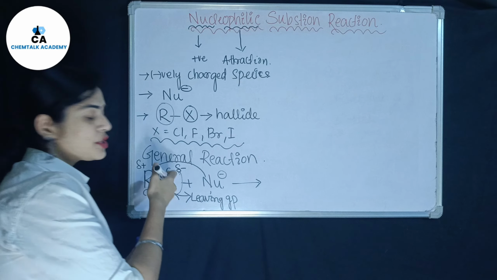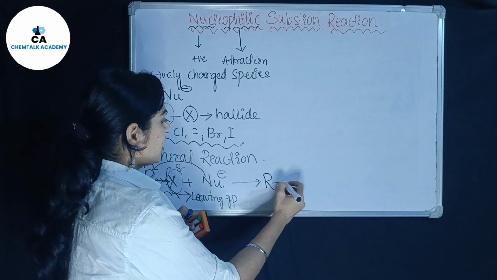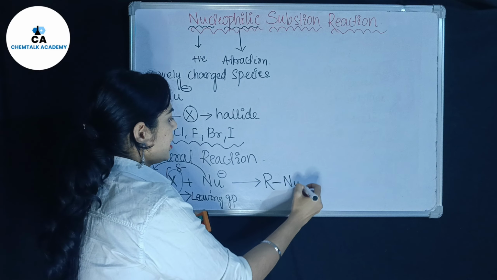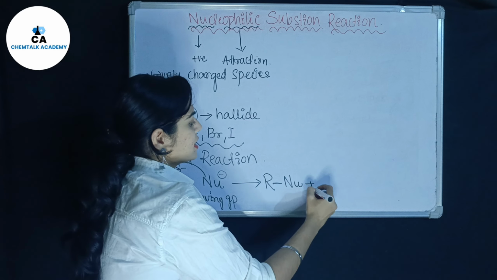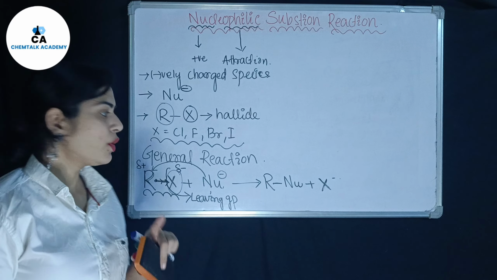Okay, so it will be substituted in place of halogen. So what product will we get? R-Nu, and our X will be removed. X will be removed. Hope you are clear.